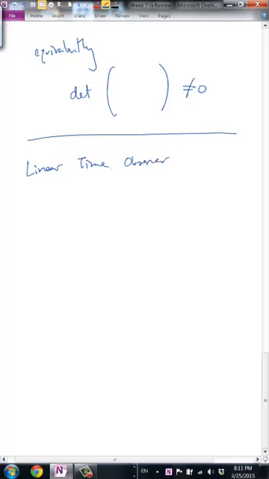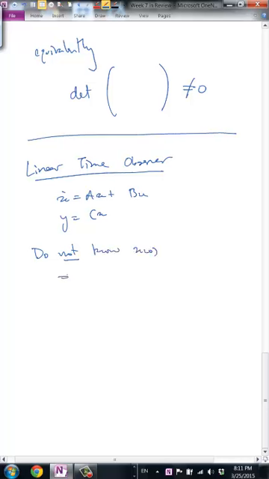So now let's go into the second topic of designing a linear time observer. And the idea here is the following. We've got x dot is equal to Ax plus Bu, y is equal to Cx. We're back in continuous time, but everything that I'm saying here applies to discrete time as well. And what we want, okay, so we do not know x of 0. Hence, we do not know x at time t.